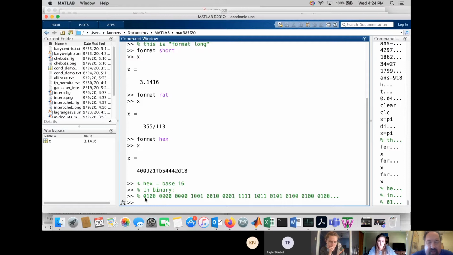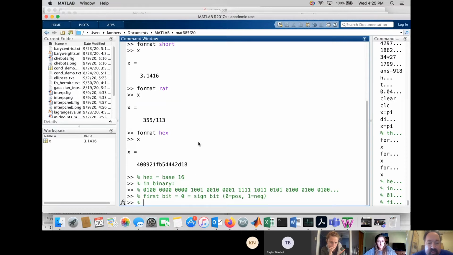Okay, now from this, I can relate this to how floating point numbers are represented internally. The first bit, 0 in this case, that's the sign bit for this floating point number. 0 for positive, 1 for negative. Okay. The next 11 bits, in this case, it's a 1 followed by the rest of this. So 1 followed by all zeros.